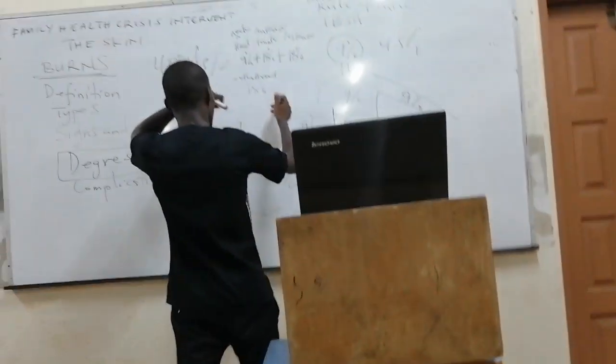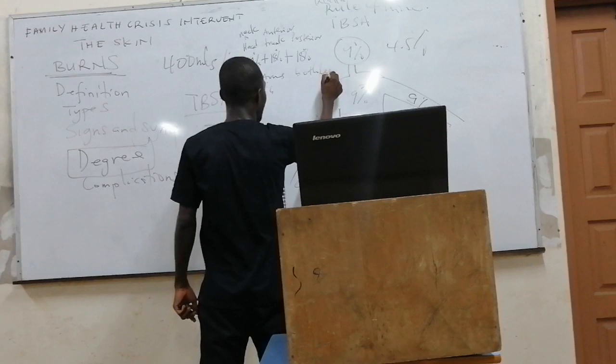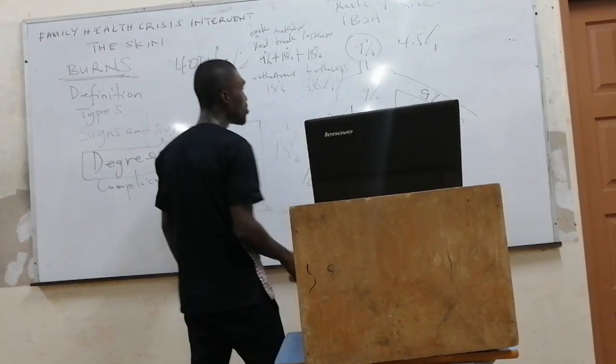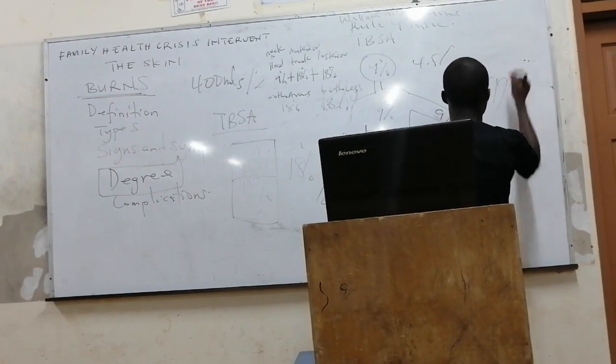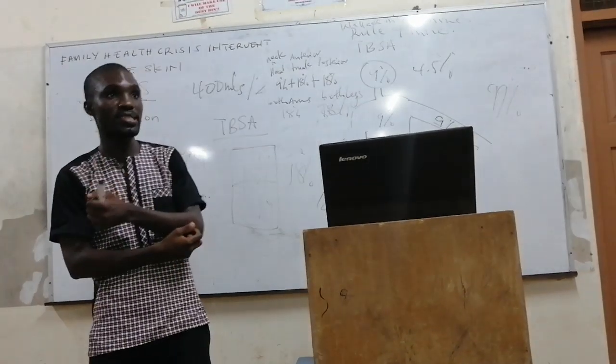So each leg is 18%, so both legs will be 36%. If you add it all, you are going to get 99%. So where is the other 1%?